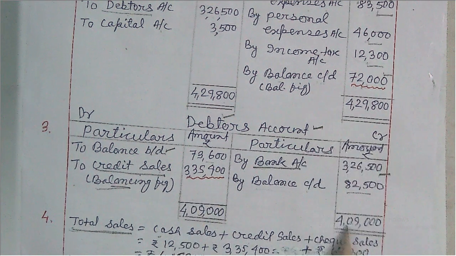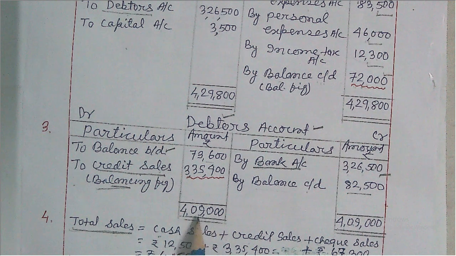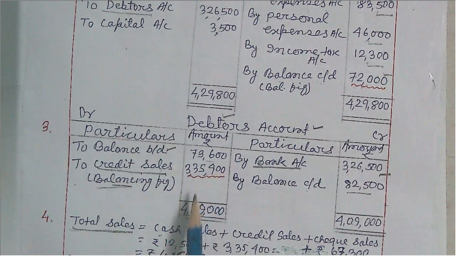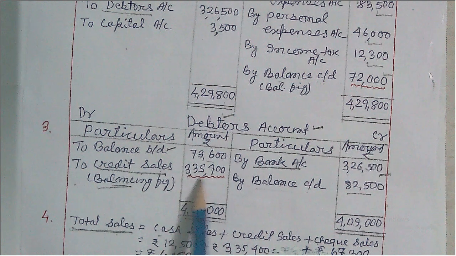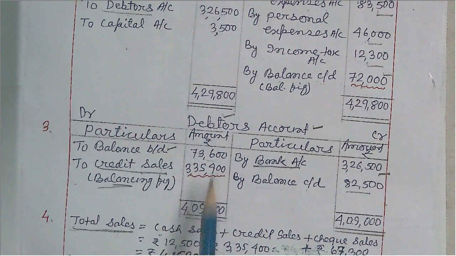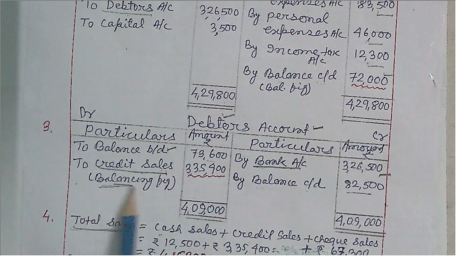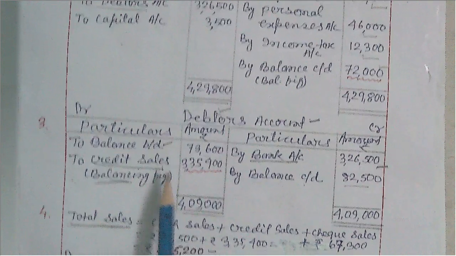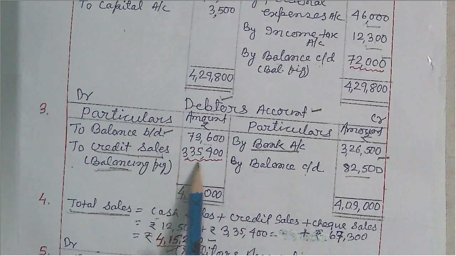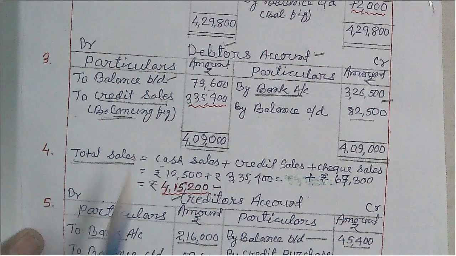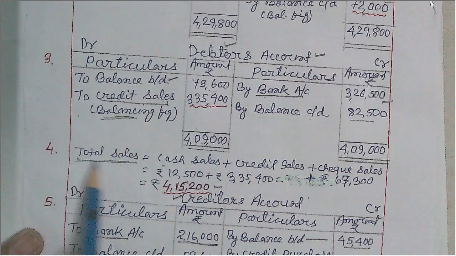Okay, when we total it, you see that the credit side is greater than the debit side. The total is 4,09,000. 4,09,000 minus 73,600, so the difference we are getting is 3,35,400, and this is called credit sales, the balancing figure. So this value is obtained, calculated, 3,35,400.